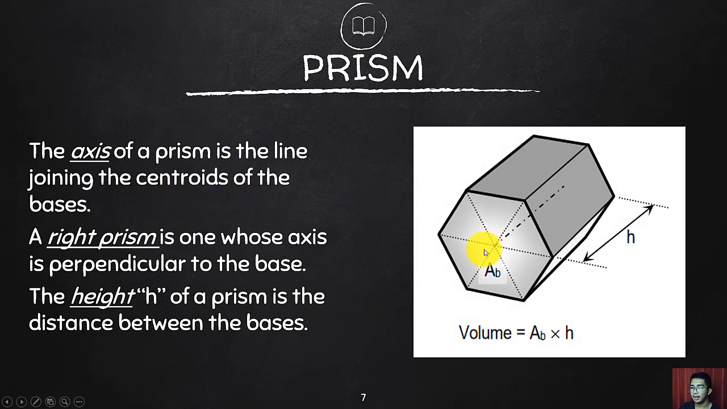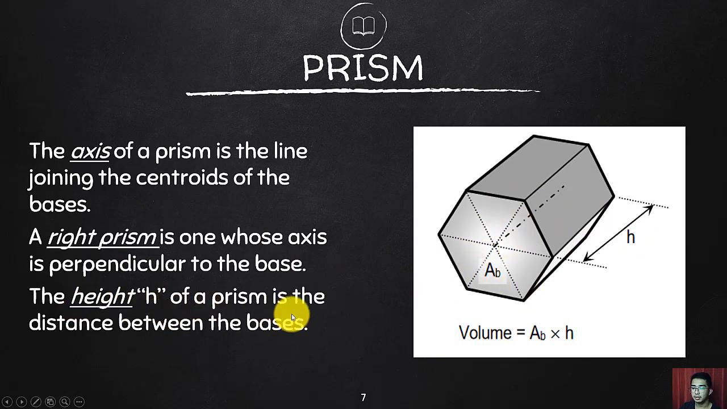So here you have a line joining the centroid of this hexagon to another hexagon there. A right prism is one whose axis is perpendicular to the base. So if this height is perpendicular to the hexagonal base, it means it's a right prism.